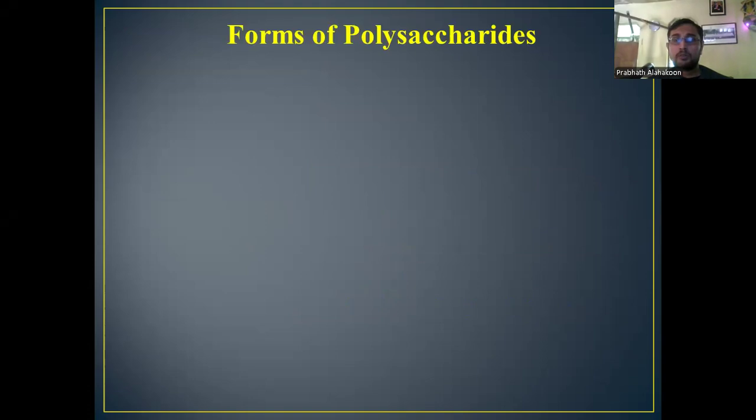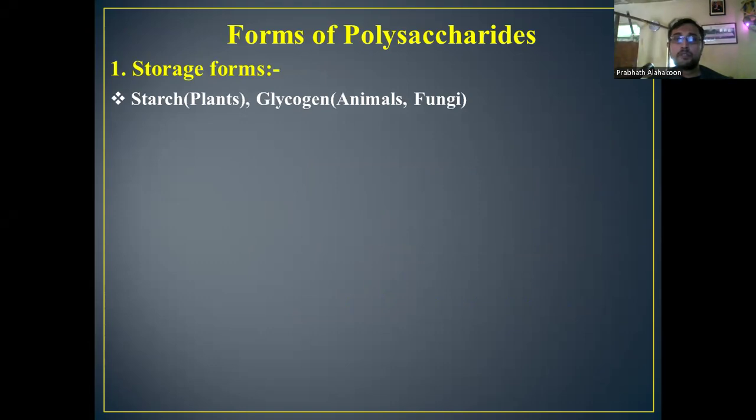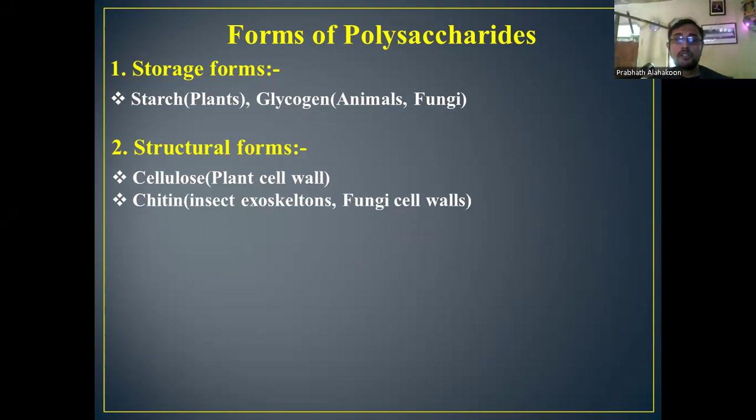Okay, now we discuss forms of polysaccharides. The first form is storage forms. Examples of storage forms are starch and glycogen. Starch is found in plants and glycogen in animals and fungi. The next form is structural forms. Examples of structural forms are first cellulose. Cellulose is in the plant cell wall. Next is chitin. Chitin is in insect exoskeletons and fungi cell walls.